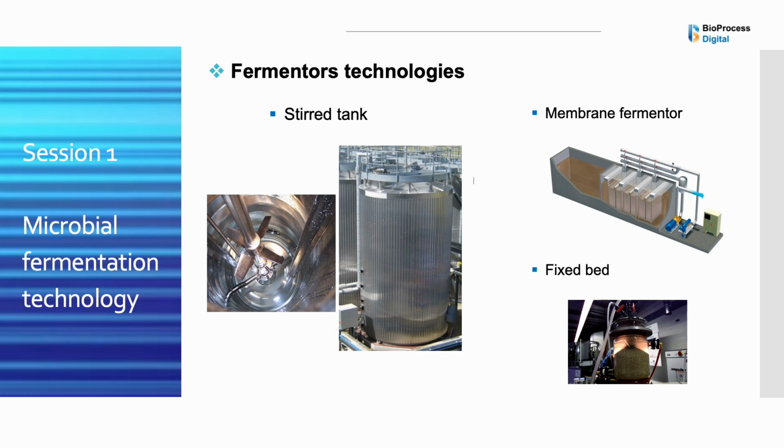The session also reviews the types of fermenters used in industrial applications, both for anaerobic and aerobic processes. The most commonly used systems are stirred tank fermenters, which can range in volume up to several thousand cubic meters. In addition, the session introduces alternative, less commonly used technologies, such as membrane fermenters with cell retention systems, and fixed-bed reactors containing immobilized cells.